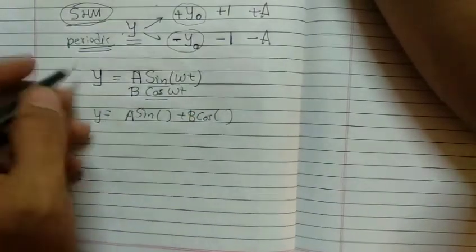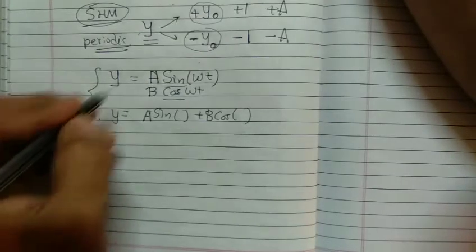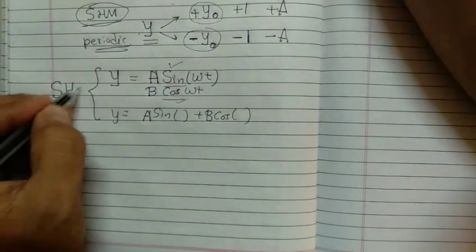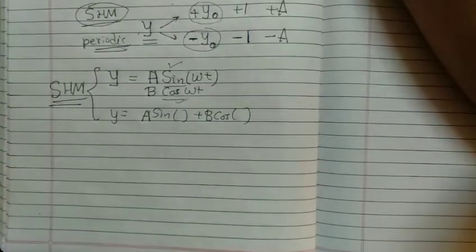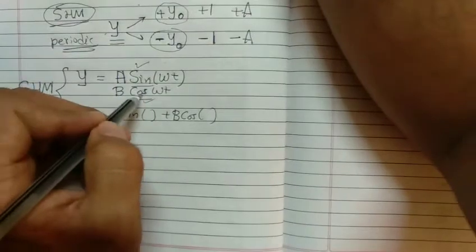It's a combination of sine and cos. So whenever this kind of a y is given to you in terms of sine or cosine, then definitely it is SHM. Remember this. Definitely it is SHM, because here you can see sine and cosines are there.